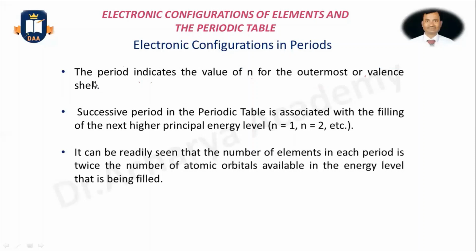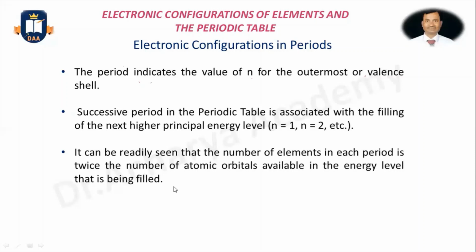The period, we already know from the previous class, indicates the value of n. n means the principal quantum number for the outermost or valence shell. Successive periods in the periodic table are associated with the filling of the next higher principal energy levels. That means when n is equal to 1, n is equal to 2, n is equal to 3, etc. It can be readily seen that the number of elements in each period is twice the number of atomic orbitals available in the energy level that is being filled.